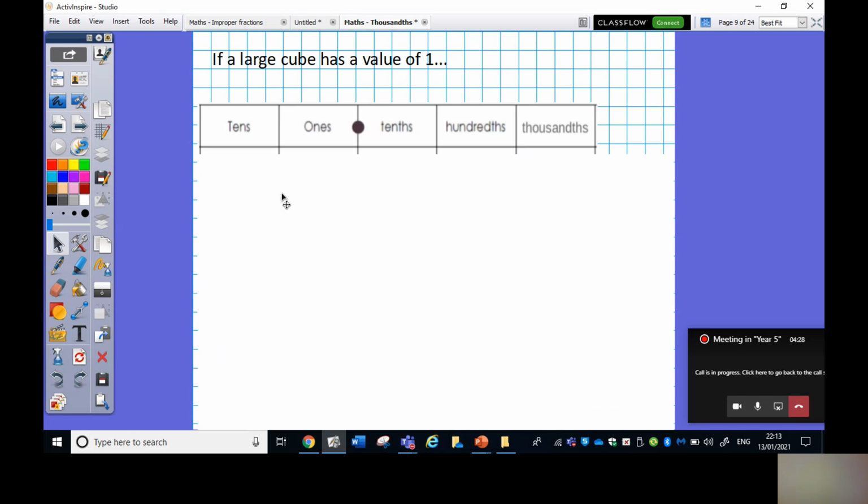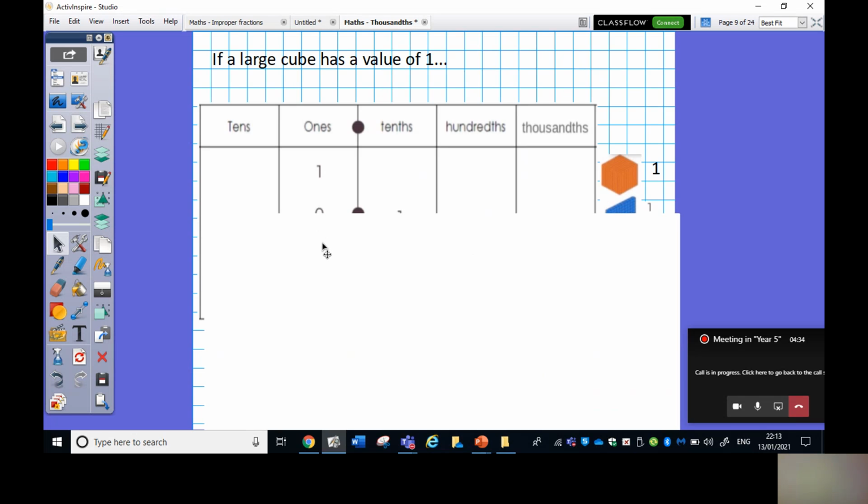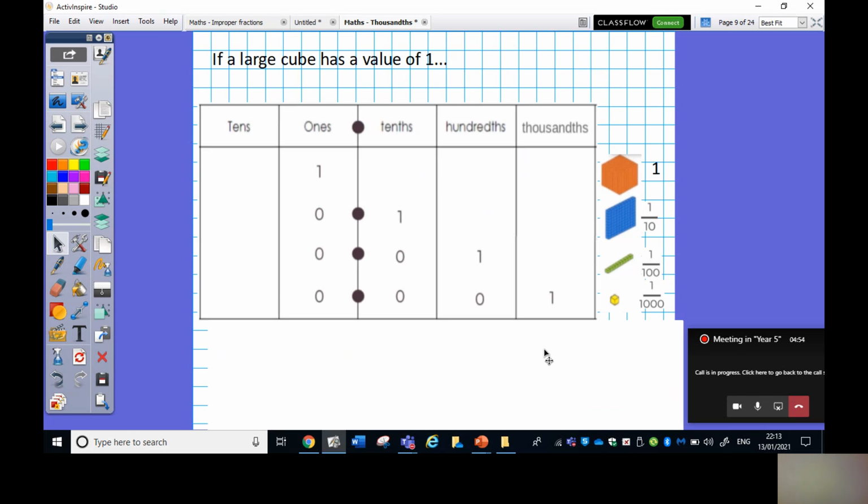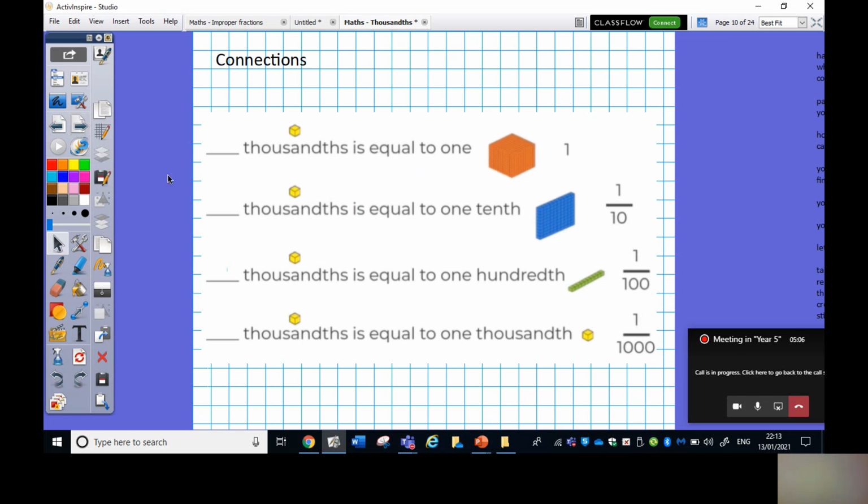If a large cube has the value of 1, we say 1. If a flat blue is 1/10, then we say 0.1. If the stick is 100th, it's represented as a decimal as 0.01. And that small cube, that 1,000th, is represented as 0.001. Good job.